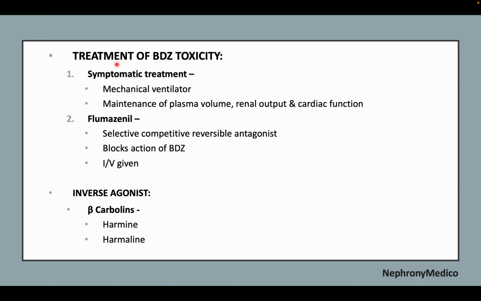Now, treatment of benzodiazepine toxicity. Symptomatic treatment is done with mechanical ventilator or maintenance of the plasma volume, renal output, and cardiac function. Flumazenil is a selective competitive reversible antagonist and blocks action of the benzodiazepine, and it is given intravenously. Inverse agonists like beta carbolines, harmine, and harmaline can be used.